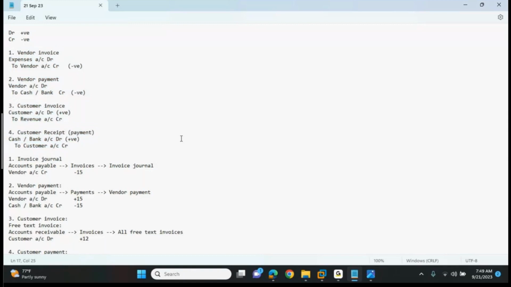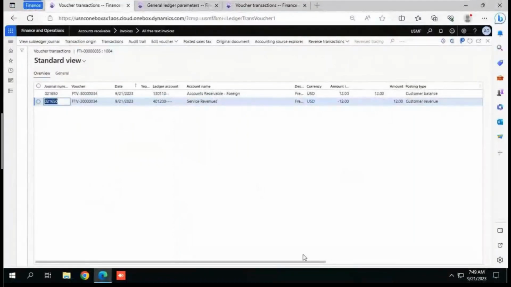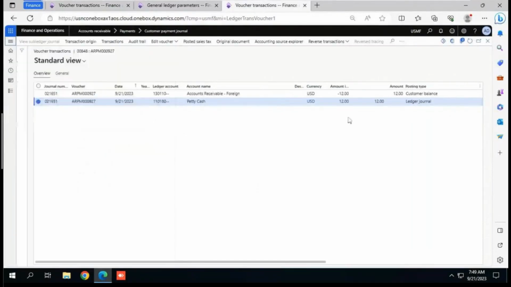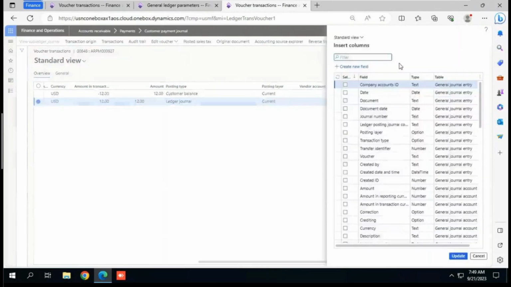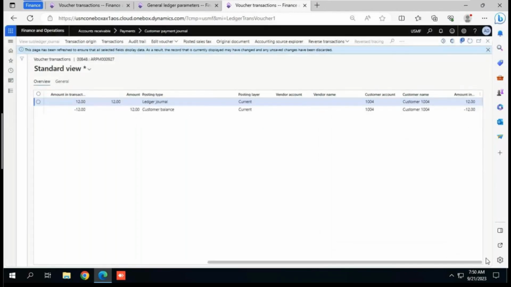Okay, fine. Now, if I go to this application and verify, the amounts are posted in here. If you verify the voucher transaction, there is amount in transaction currency, amount in national currency, amount in reporting currency. So, there are 3 currencies.